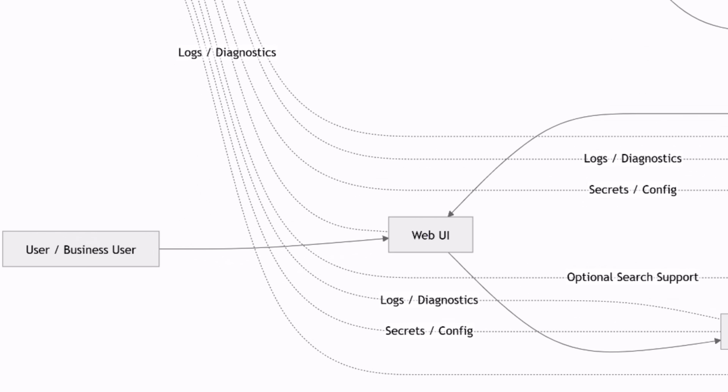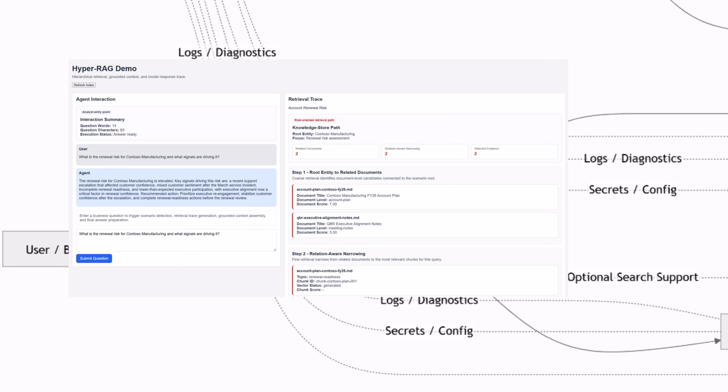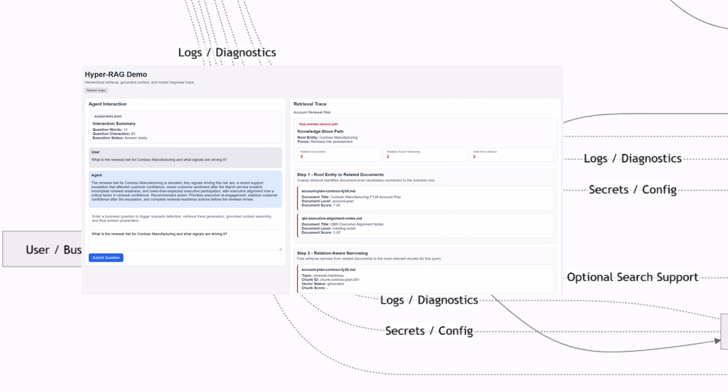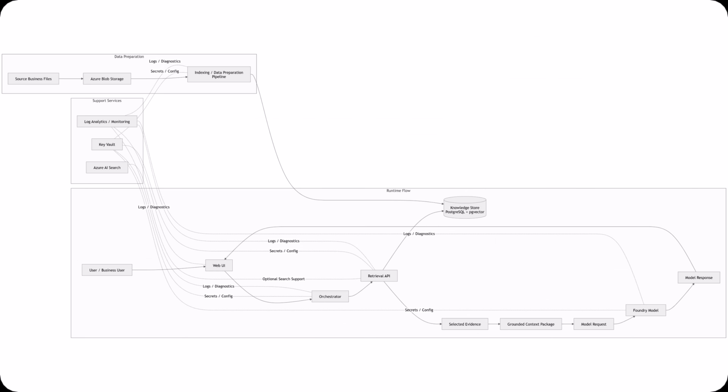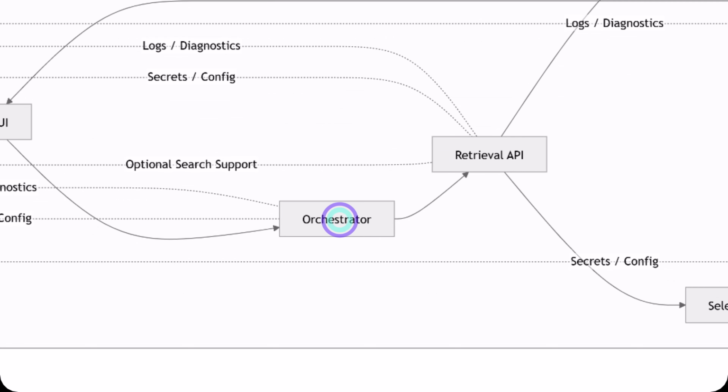Everything starts in the web interface. The user asks a business question in natural language. For example, what is the renewal risk for a specific account? Why was a support case escalated? Or, what is the next best step for a proposal? At that point, the web UI simply passes the question to the orchestrator. That is where the real processing flow begins.